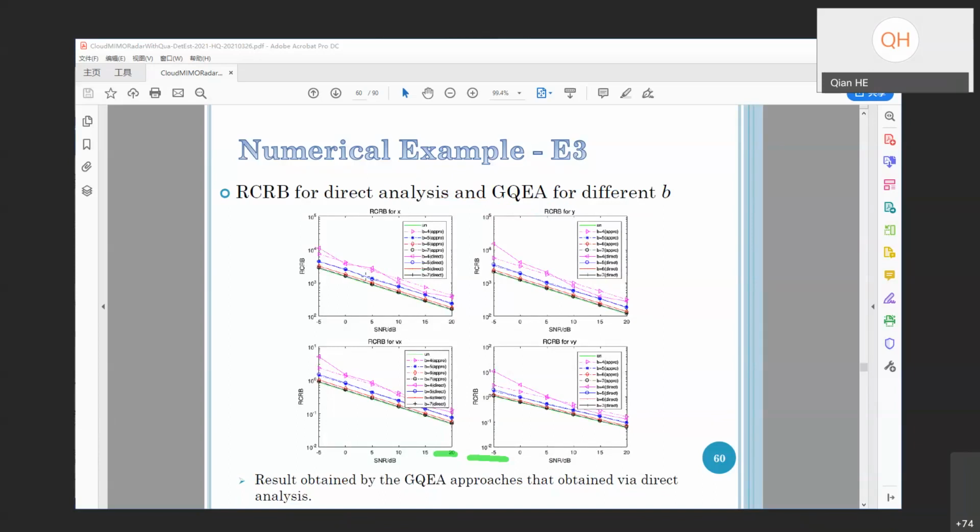So what we're doing is we do the comparison. Again, we increase the number of bits. It turns out the bigger number of bits will help you, right? And also the dashed line and solid line mean approximation and the exact direct analysis. It tells you, when your number of bits is big enough, say bigger than 4, the approximation is good enough. And also if you have a big enough number of bits, say bigger than 5, you can have an estimation result which is almost equal to the unquantized case.